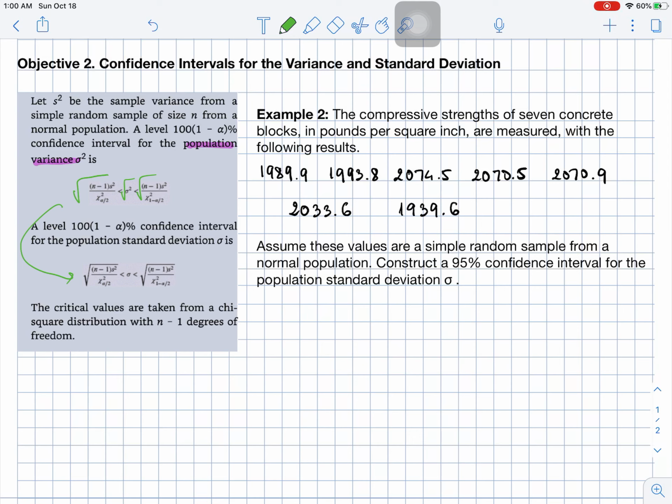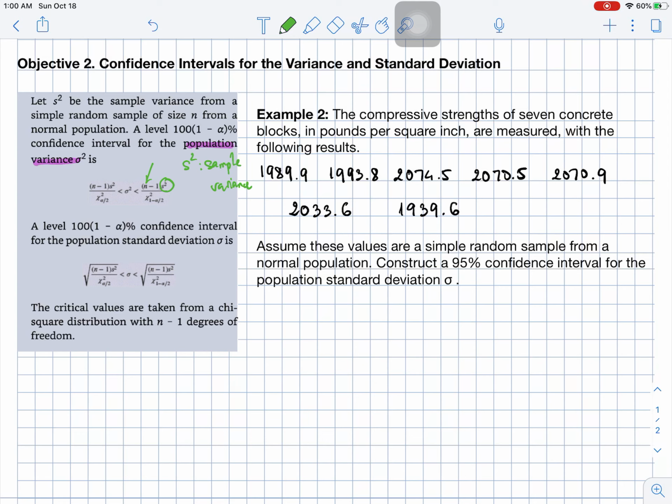So it depends on the problem. If the problem asks me for the population variance, then I will use the top formula. If the question asks me to find the confidence interval for population standard deviation, I will use the second formula. The degree of freedom is n minus 1.